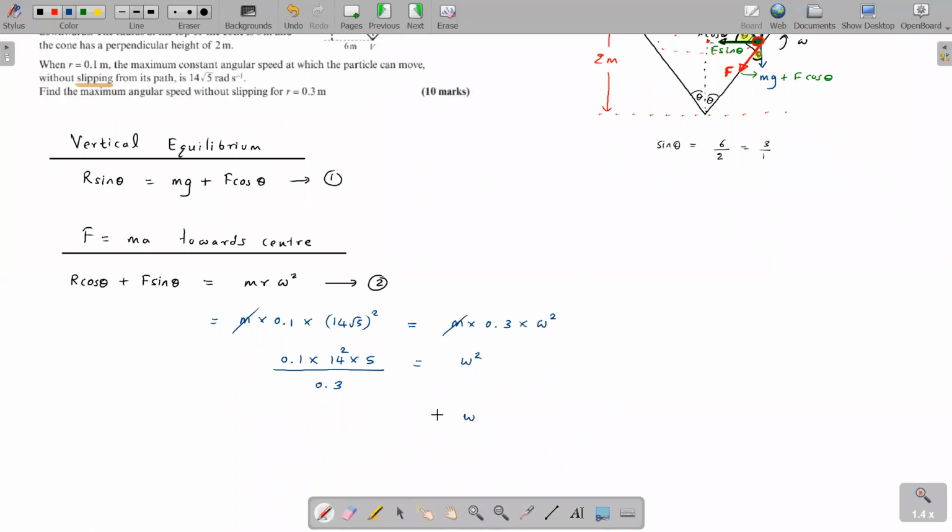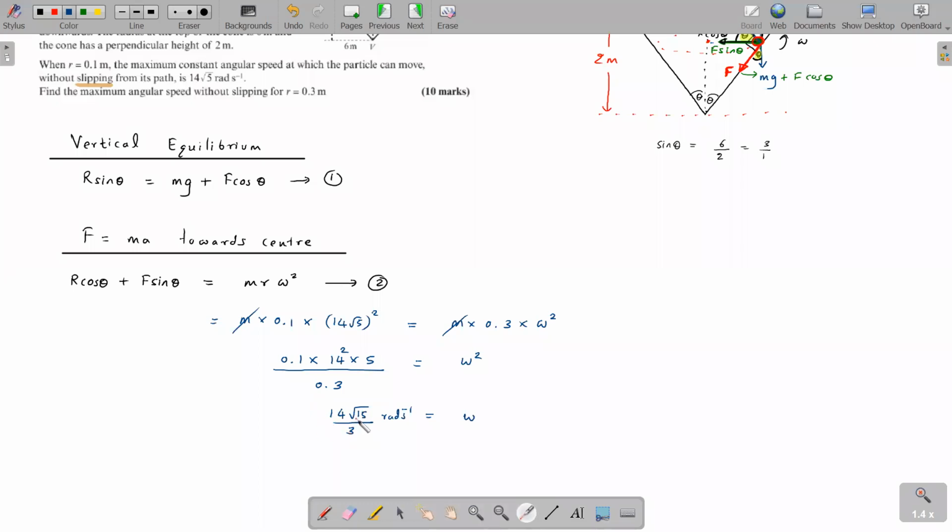Okay, so omega is going to be the root of this entire thing. So the root of the entire thing will be 14 root 15 over 3. Guys, this is something you should type in the calculator and get. So basically, you could give the answer here in exact form because we are not using anywhere an approximation, or we do not use g as 9.8. So there are no approximations here.